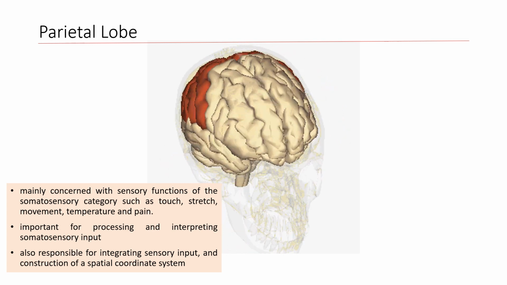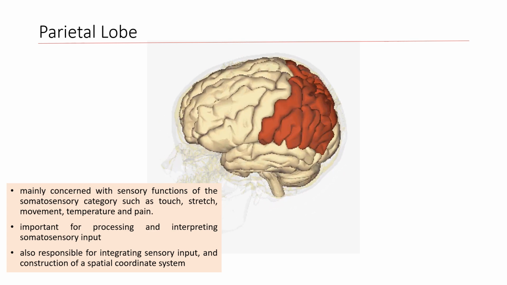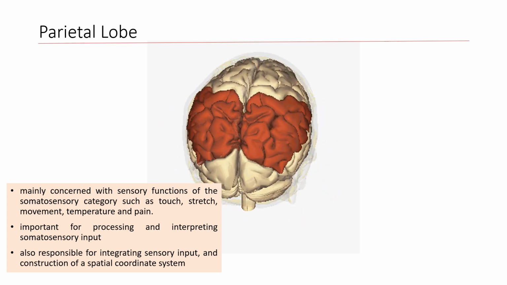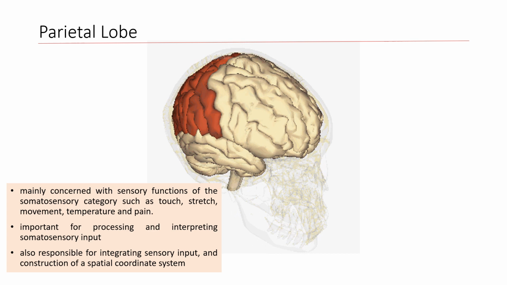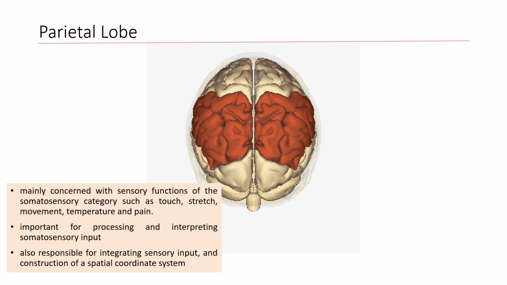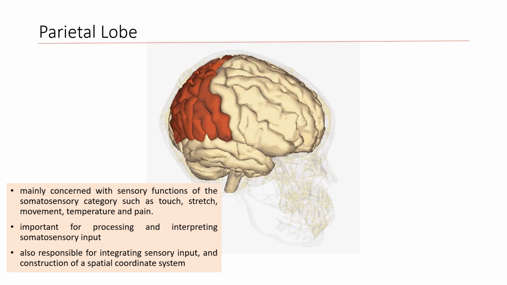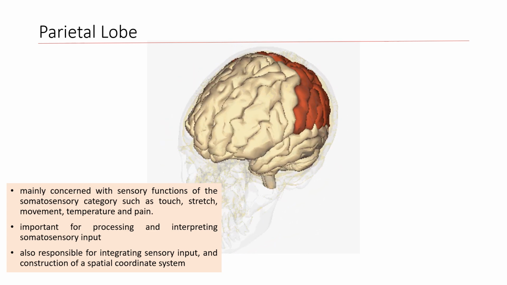For instance, they inform us about objects in our external environment through touch, such as physical contact with the skin, and about the position and the movement of our body parts, which is proprioception. So the parietal lobes are responsible for integrating sensory input and construction of a spatial coordinate system to represent the world around us.